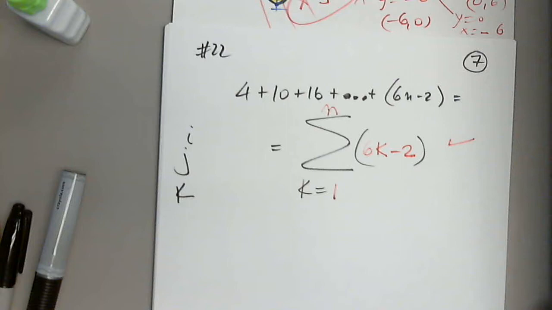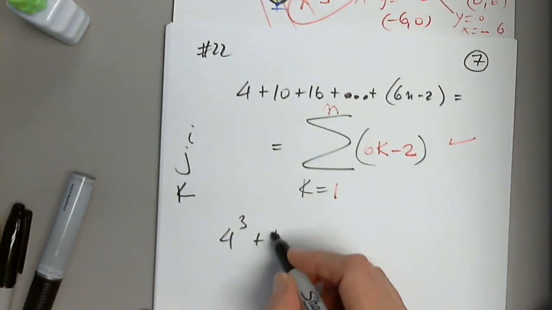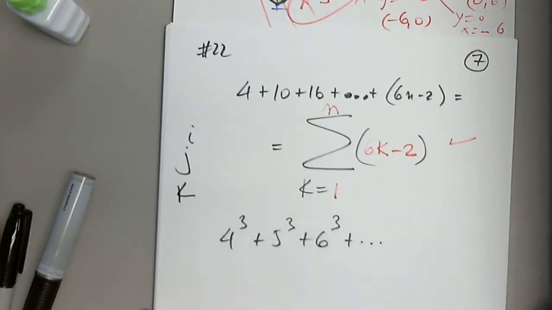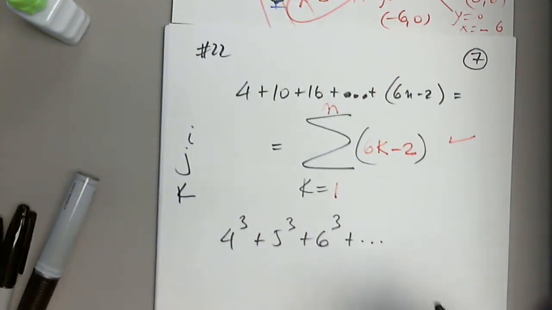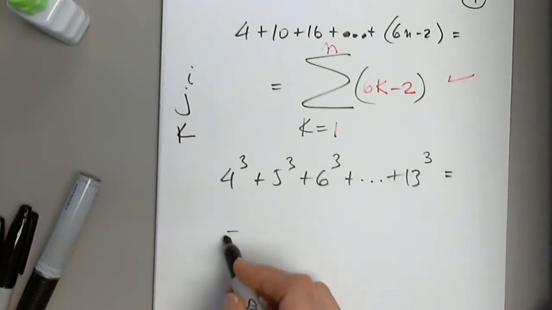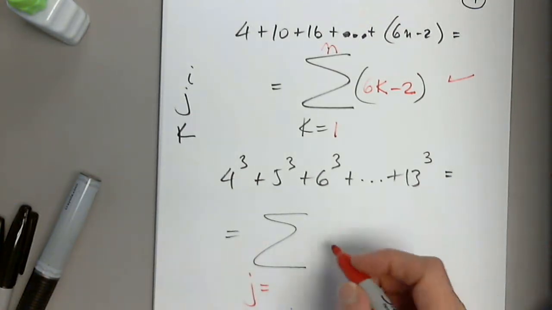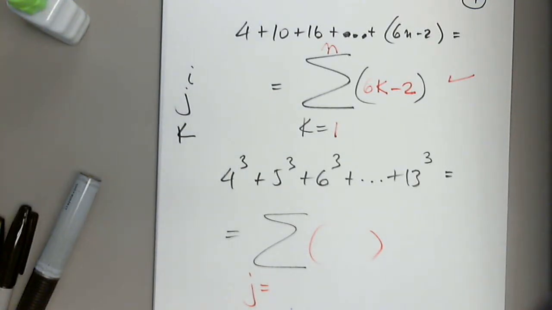No, they don't. Nothing special, but we can still choose one. So here it is: 4 to the third plus 5 to the third plus 6 to the third plus ... plus 13 to the third. Let's use j as the index. It doesn't matter. Look carefully and see what changes.